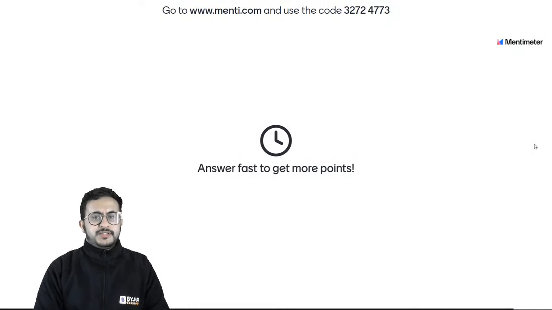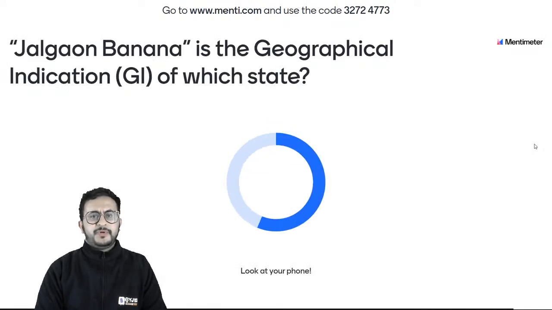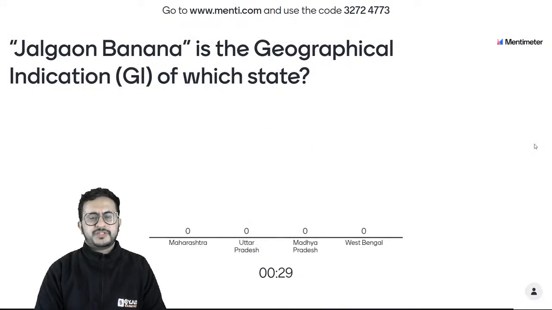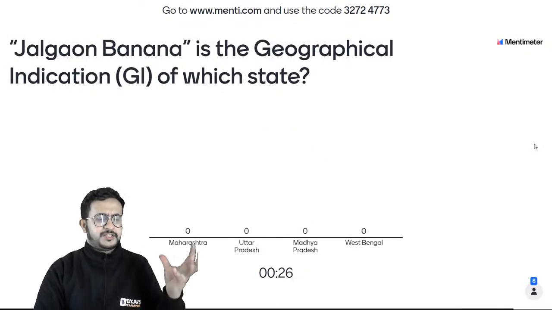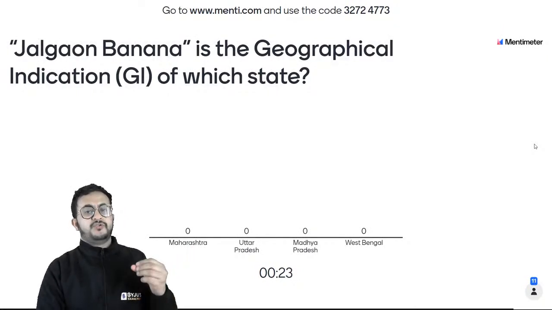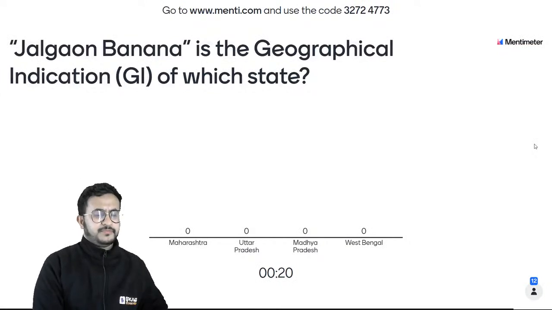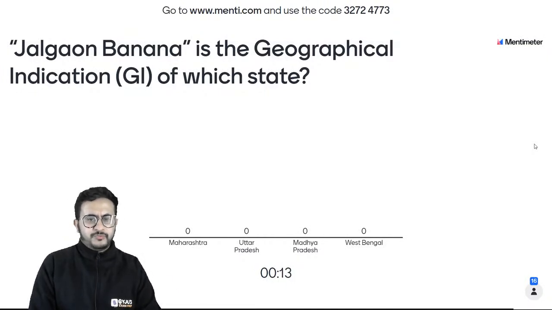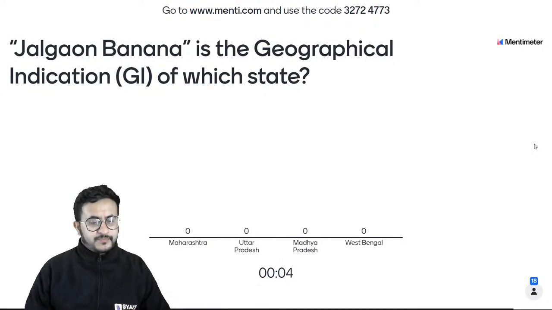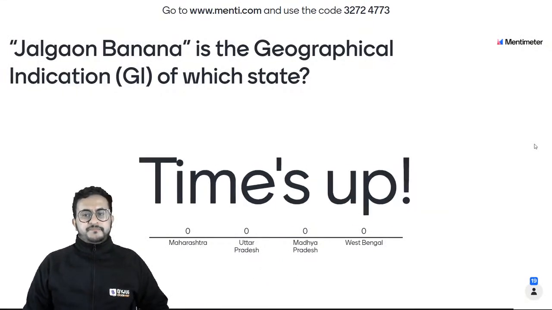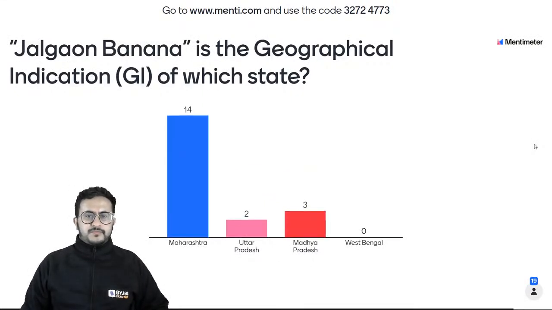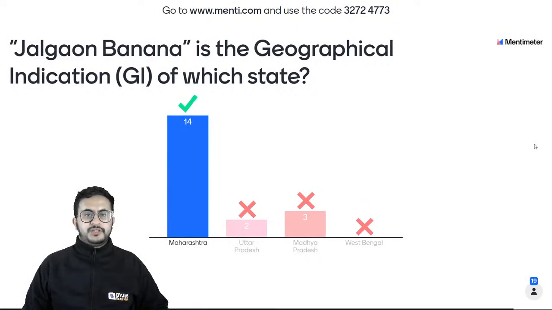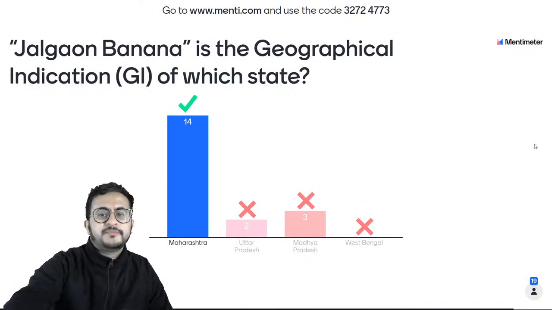All right, so here's the next question. Jalgaon banana is a geographical indication of which state? Jalgaon is a place which is famous for bananas, right? It is called the banana city of India. The reason being it is the biggest producer and produces a special variety of banana, so it gets a geographical indication for the uniqueness of this. Yes, it is located in Maharashtra.